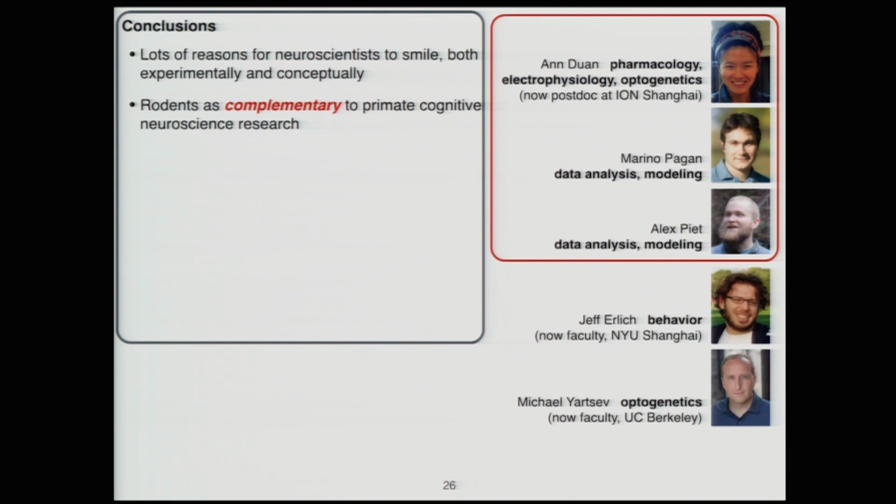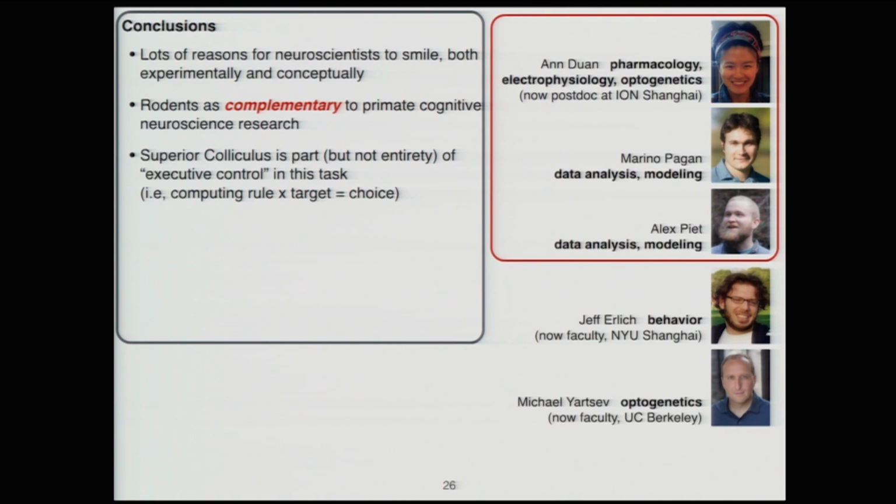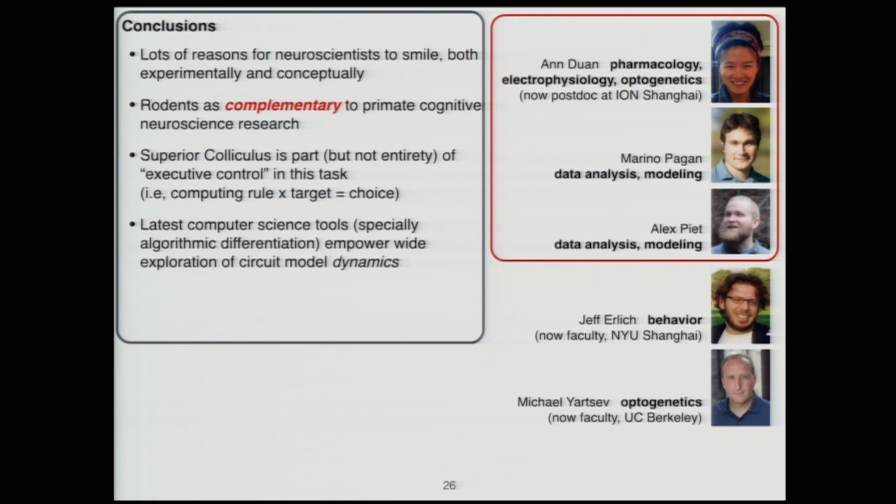There are things that are easier to do in rodents. There are things that are much easier and much better done in primates, and we're really interested in communicating across the two. I told you that we were surprised. Bill tells me that he wasn't so surprised, but we were surprised that the superior colliculus is part of executive control in this task. It plays a much more cognitive role than we had previously appreciated.